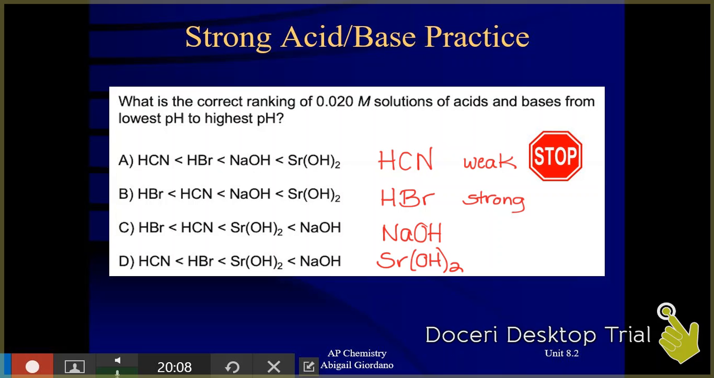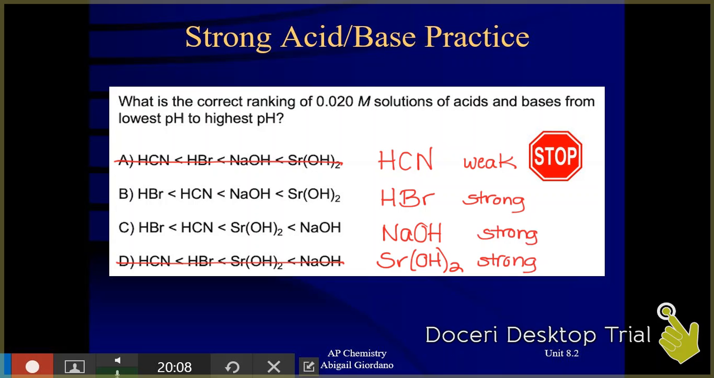So right away, I'm going to eliminate A and D because that weak acid is not going to be the most acidic. Okay, so now it's down between B and C. Now this is a little tricky because both of the bases here are strong.